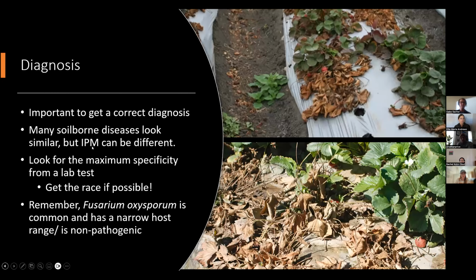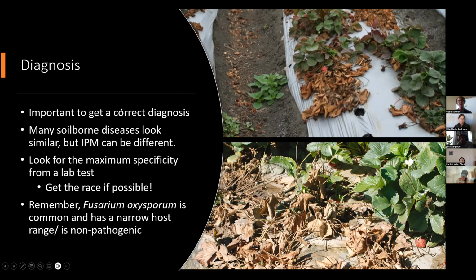And because of this, we need to really focus on good diagnostics. On the right side, I have two diseases here, and one of them is Verticillium and the other one's Fusarium. And it's basically impossible to tell them apart in the field. So I really encourage you, if you think you're suffering from Fusarium wilt, to use a diagnostic lab. Because again, the visual symptoms can look so similar, but then the IPM that we need can be very different.